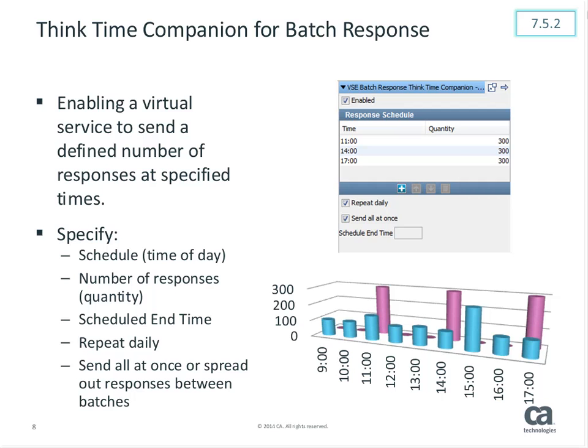So this allows you to set a number of orders at a specific date and specific time of day, and the quantity. Here in this example, I have it repeating daily, with the quantity of 300 being sent all at once. You also have the ability to span that out if you uncheck send all at once. Again, this enables a virtual service to send a defined number of responses at specified times. You specify the time in the companion here on the right side of the workstation.